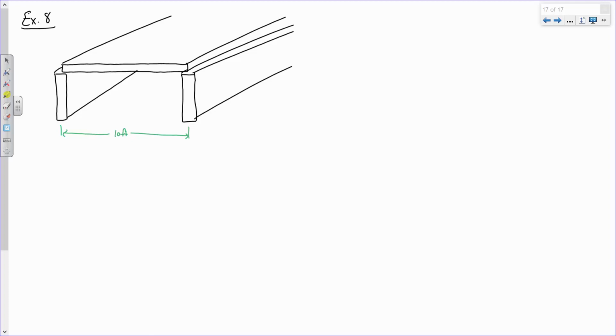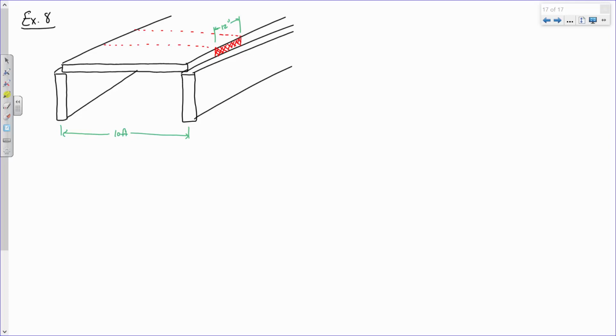Now what we're after is this. I'm going to pick out a strip of this slab, and that's what I'm going to design for. Okay? Now this strip is 12 inches wide. Okay?